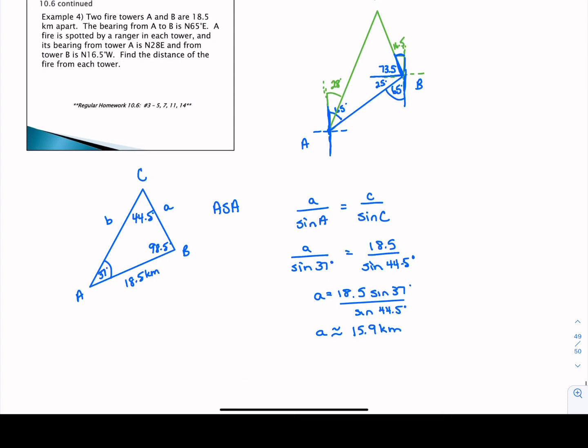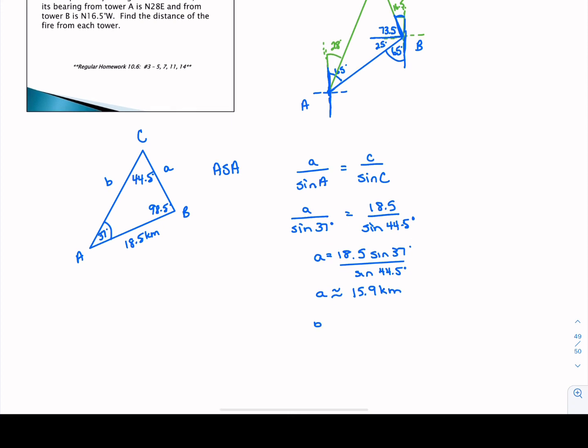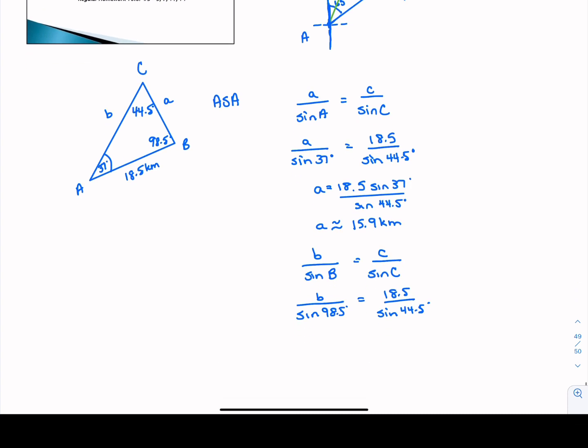The last side length we want to find is side length B, so of course we'll use B over sine B as part of our sine law, and that's going to be equivalent to C over sine C, because that's information that we were given. So B is going to be divided by the sine of 98.5 degrees, and that's going to be equivalent to C, or 18.5, divided by the sine of angle C, which we know is 44.5 degrees. So once again, to solve for B, we have 18.5 multiplied by the sine of 98.5 degrees. That's all divided by the sine of 44.5 degrees.